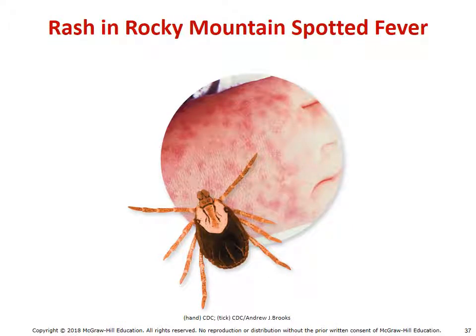So here's again an example of a tick species that could spread this. This is a female dog tick, like what we have here in southern Missouri. And you can see behind the tick the spotty rash that develops.